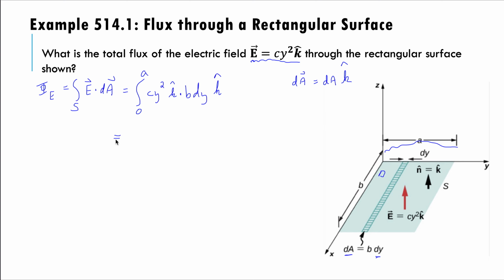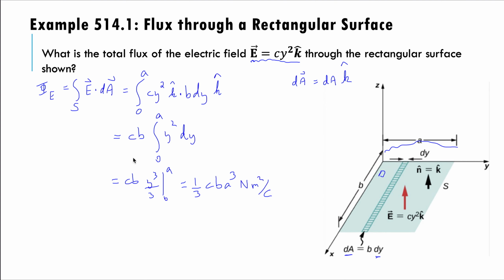Now we can go ahead and take out the constants that don't depend on y, c and b, and then we're going to have the integral of y squared dy, since k dot k is 1. Now we take our integral, we get cb y cubed over 3 from 0 to a, and when we solve that, we put that 1/3 in front, and we get cb a cubed minus 0 cubed, over 3. So this is our final answer for the flux, in newtons meter squared per coulomb.